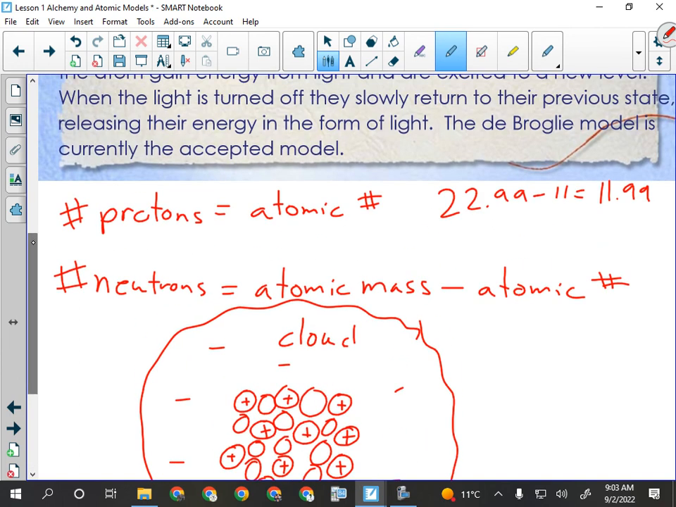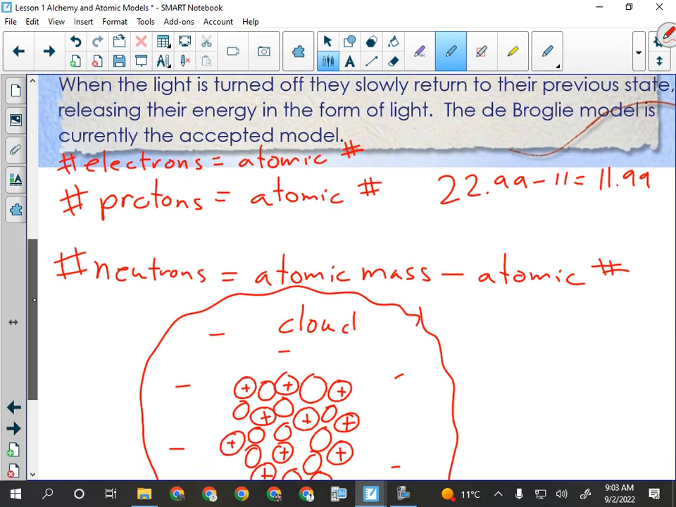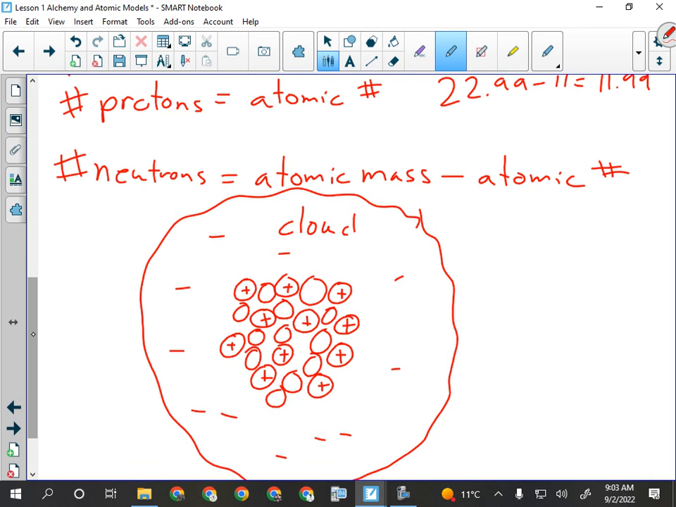So make sure you've got this written down here. Oh, we didn't write the number of electrons. Also here's the atomic number. Questions on that?